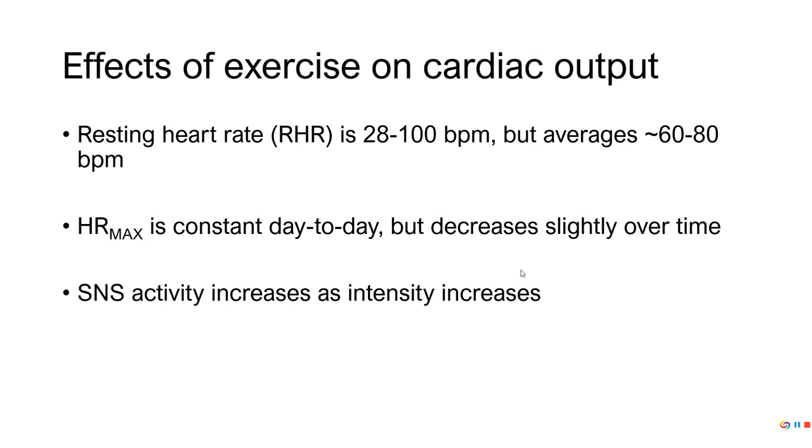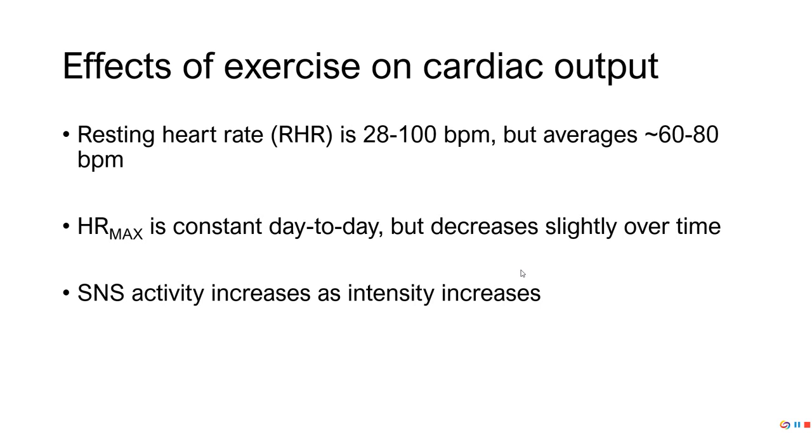Now, when it comes to cardiac output, remember exercise plays a big role in that. Resting heart rate can be as low as the high 20s, typically in the 60s, but it can range from 28 up to 100. I know this was an exam question that Trevor asked you, about what somebody's resting heart rate was. Now, your max heart rate doesn't really change, other than the fact that it decreases slowly over time.